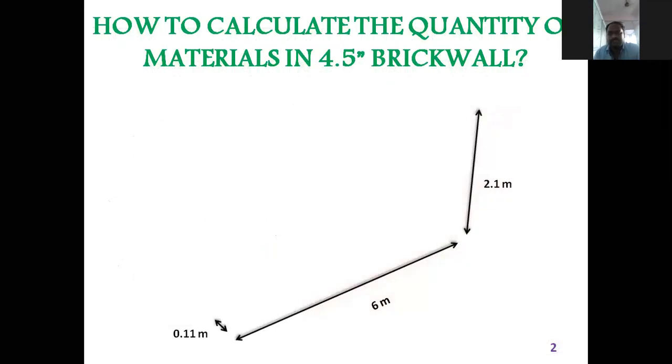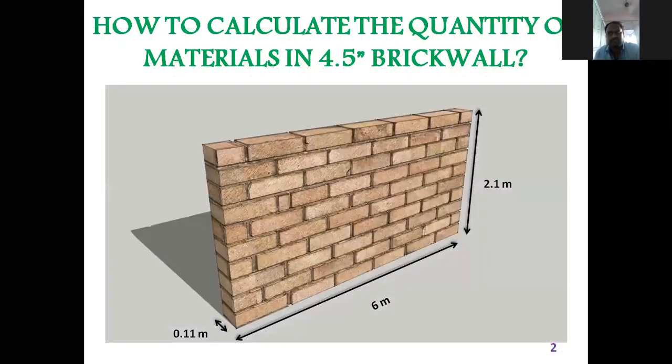First of all, I am going to take a brick wall. The dimensions may be taken as 6 meter length, 2.1 meter height, and wall thickness of 4.5 inch, which is taken as 0.11 meter. For this conversion, I am using meters.